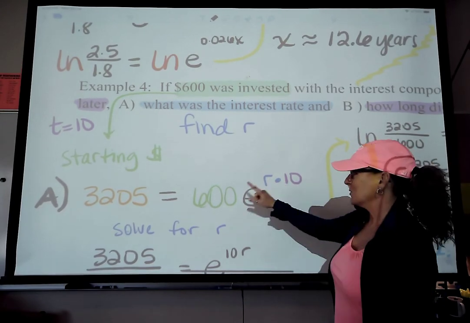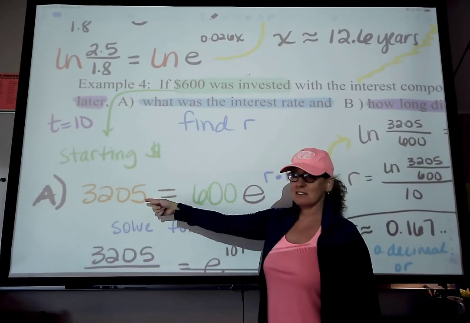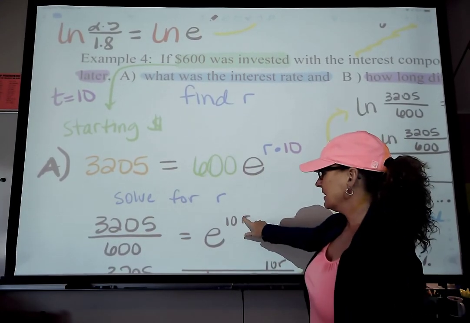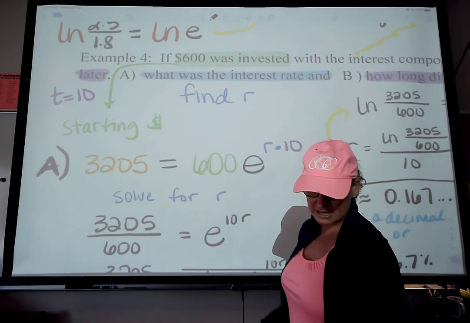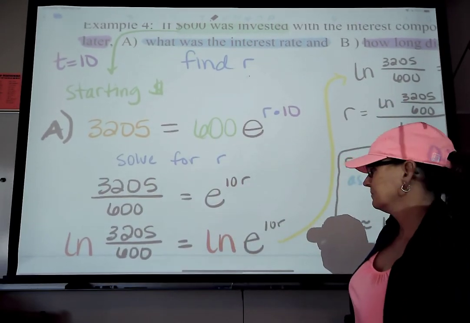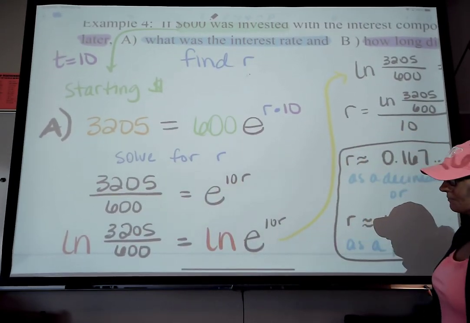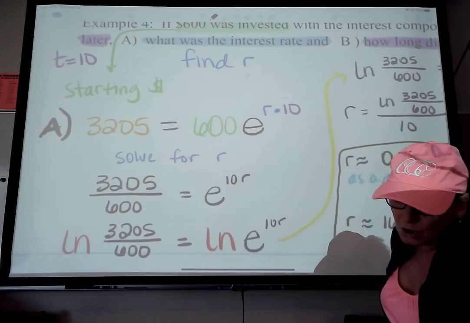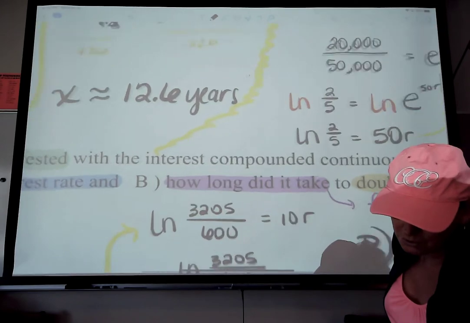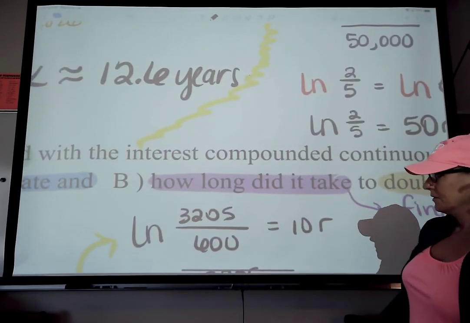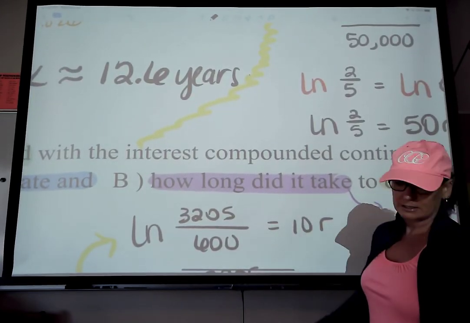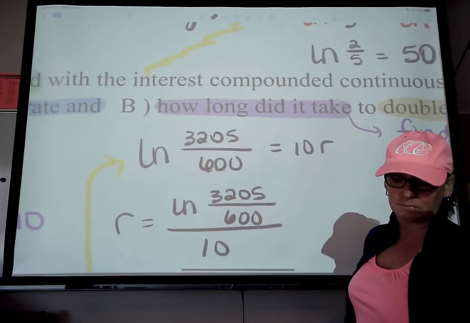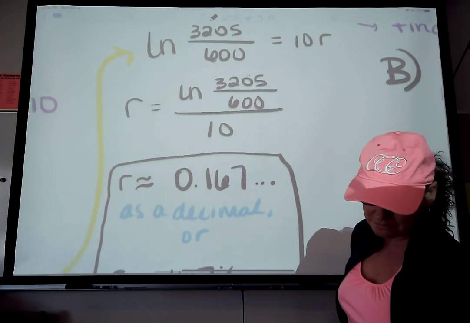Okay, do what we've been doing. Isolate this. Get rid of the 600. This needs to come out of the exponent, so you need to natural log both sides. When you bring this down to the front, ln e is going to be 1. So there you go. And I'm going to divide both sides by 10. And then here's what I get.